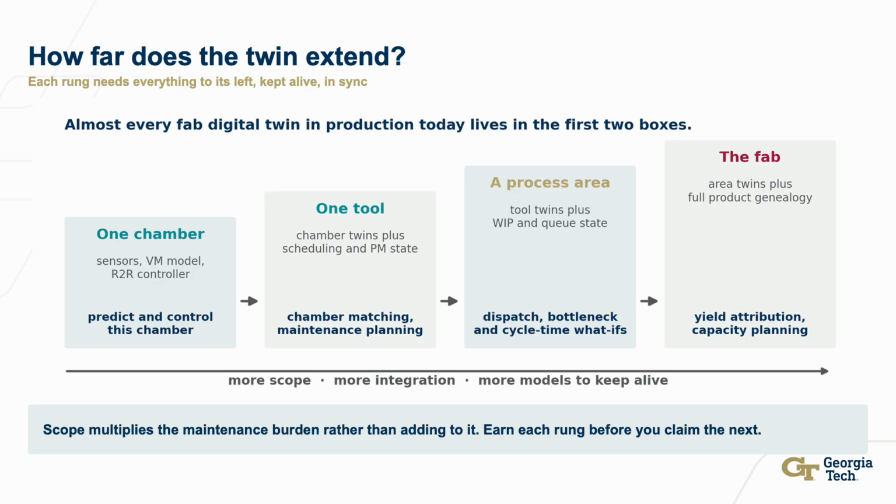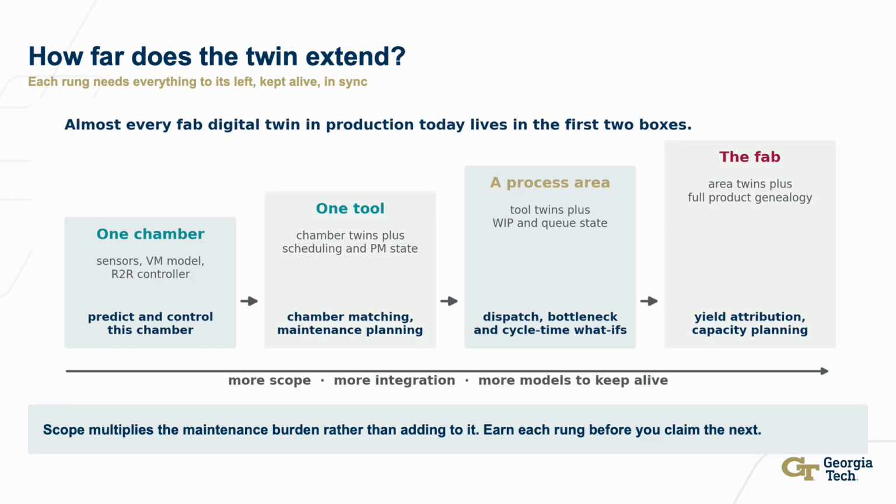One tool: several chamber twins, plus scheduling and preventive maintenance state. Now you can do chamber matching, the shared model plus offset from earlier, and plan maintenance against actual condition rather than the calendar. A process area: tool twins plus work in progress and queue state. Now dispatch becomes a question you can ask the twin. If I send this lot to tool 3 instead of tool 5, what happens to cycle time? The fab: area twins plus full product genealogy. Yield attribution, classical planning.